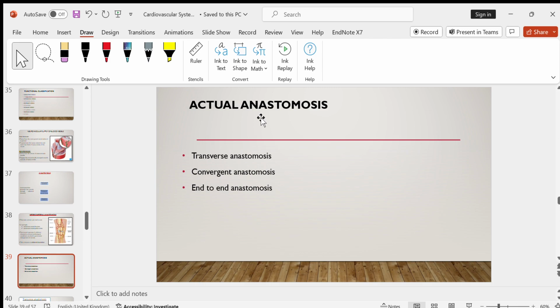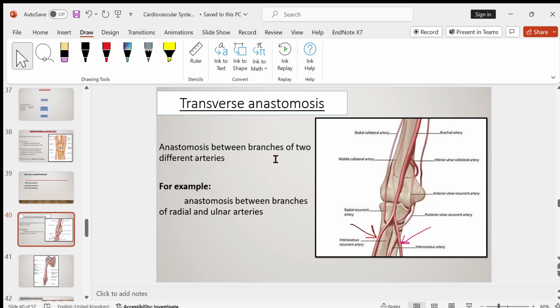What happens in actual anastomosis? The blood is actually flowing through the anastomotic channel. There are three types of this anastomosis. The first one is transverse anastomosis. What happens is that two longitudinal vessels are met in between somewhere through a branch that lies transversely. An example is the anastomosis between the radial and the ulnar arteries.